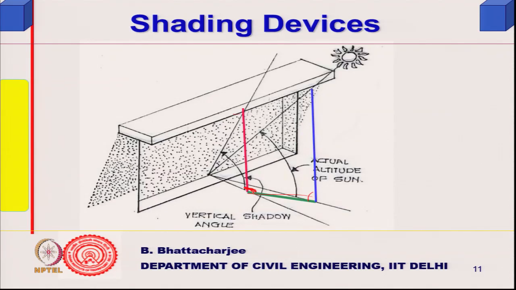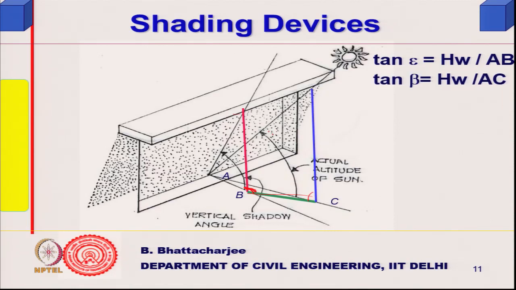In other words, I can get a relationship relating these two. How do I get it? Tan epsilon is HW by AB, that is what we have said already. HW is the height of the window, and tan beta, the altitude angle, will be again the height of the window, HW by AC. So, this is HW, this red line is also HW. So, HW by AB and HW by AC.